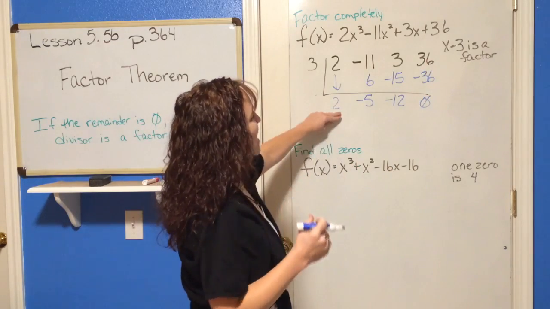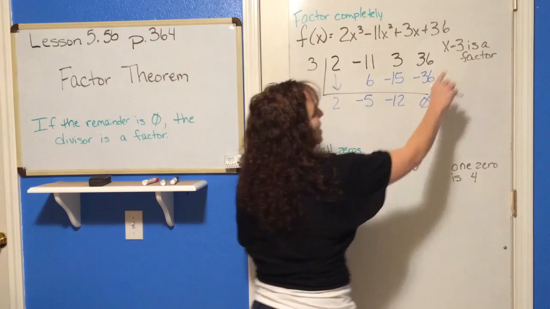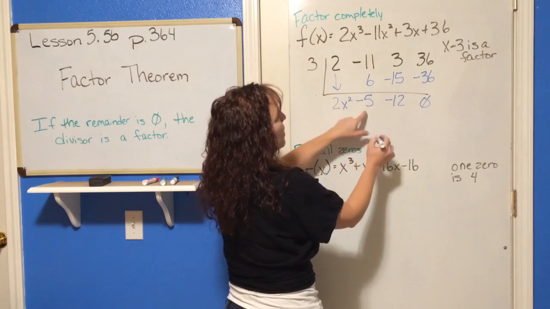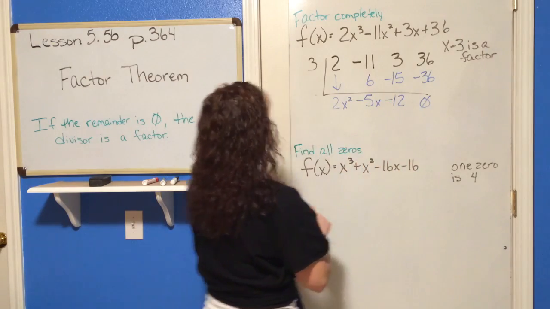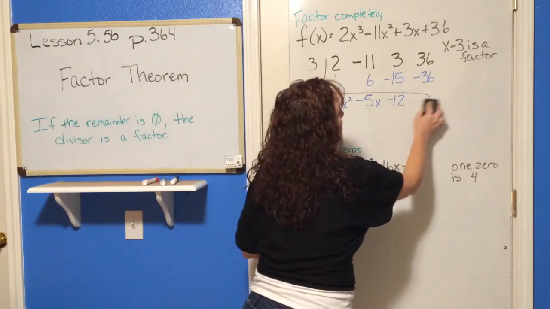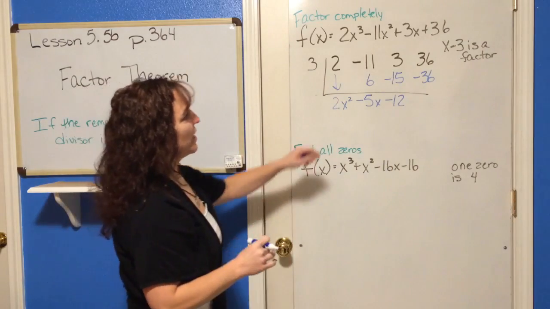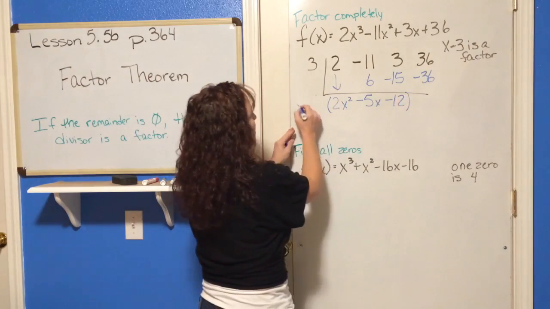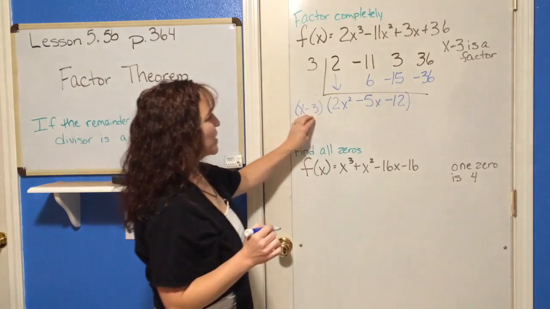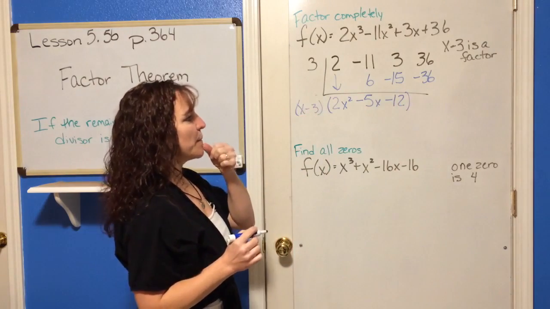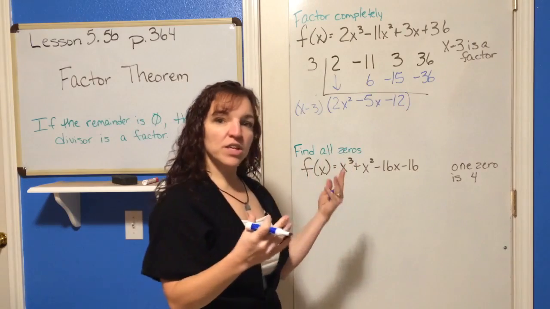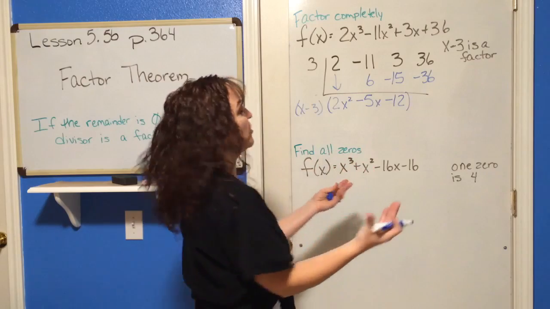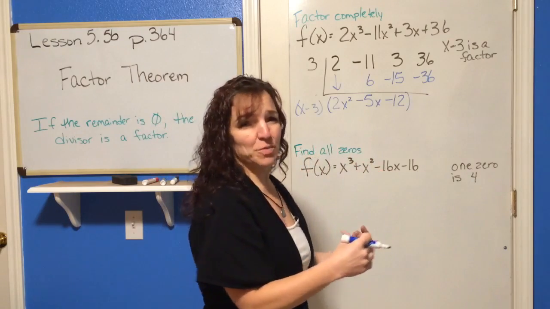So now what this says is x minus 3 is a factor, and also what we have left is 2x squared minus 5x minus 12, since we divided out the x minus 3. So now we've got x minus 3 times 2x squared minus 5x minus 12. We can either factor this or use the quadratic formula, or the different ways that we've learned how to factor. Let's start by trying to factor, just because that's easier.